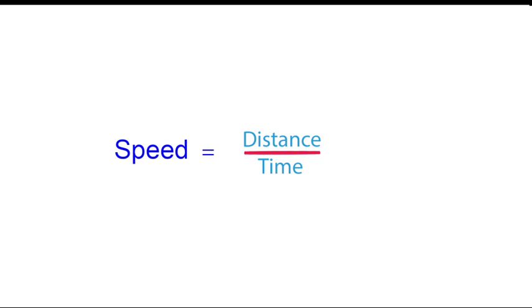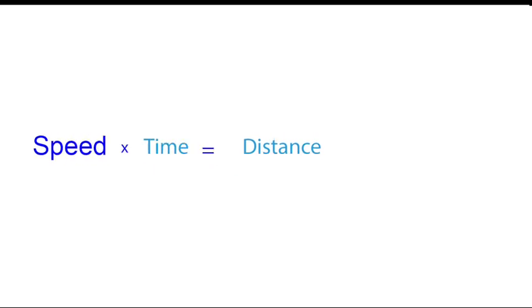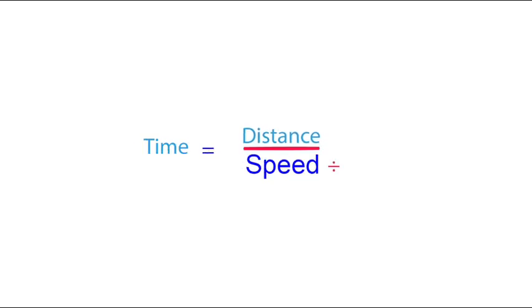Once we have this equation, we can do the cross multiplication dance with it. So if we want distance on its own, we can push the time across the equals into the multiply by position, where it becomes distance equals speed multiplied by time. And now if we want time on its own, we can push the speed back down into the divide by position, where it becomes time equals distance divided by speed.